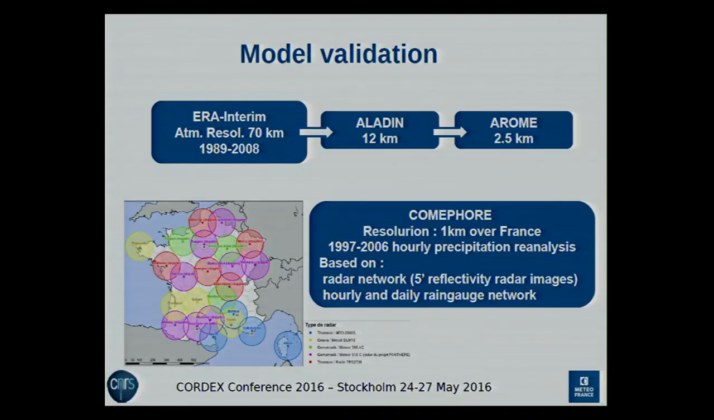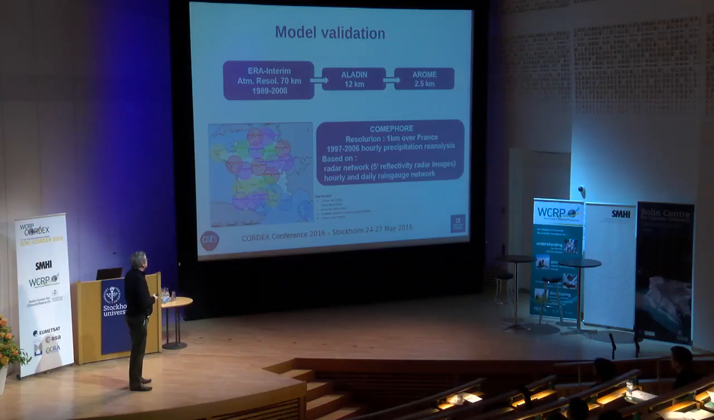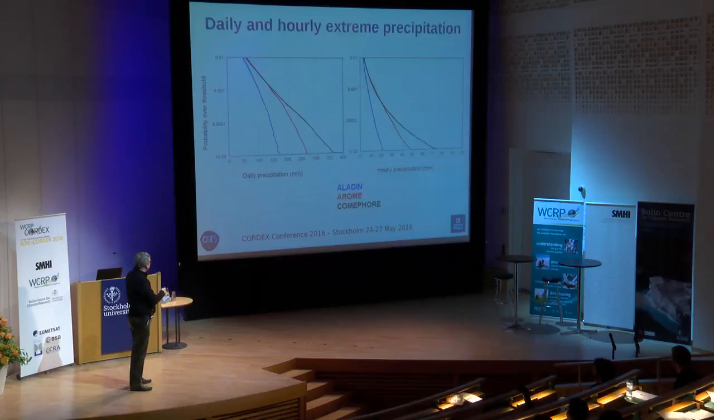In the model validation, there is no GCM. We have replaced the two global GCMs by ERA-Interim, which is at a resolution of 70 kilometers, which is close to the Arpège resolution. Of course, it has no SST bias. And it drives Aladin and AROME. And in the following, I will mention Aladin and AROME, and you must have in mind that Aladin means RCM at 12 kilometers, and AROME means non-hydrostatic model at 2.5 kilometers.